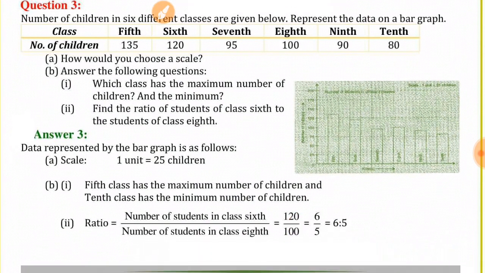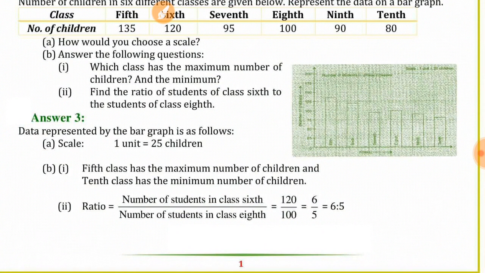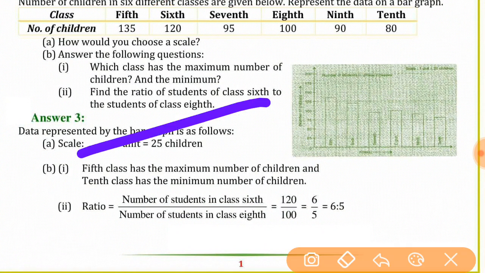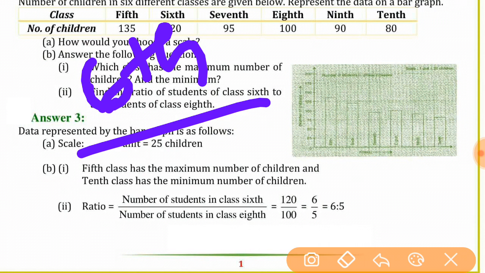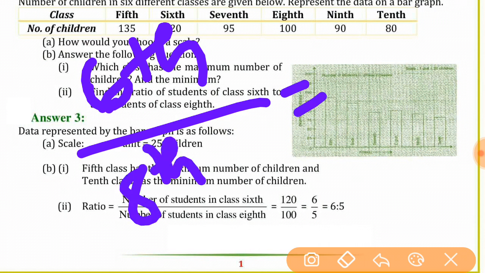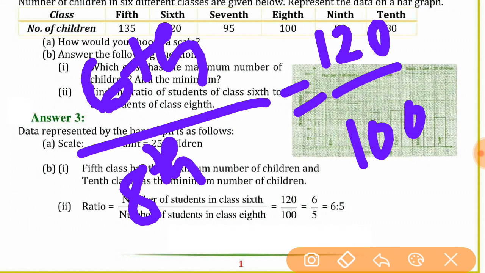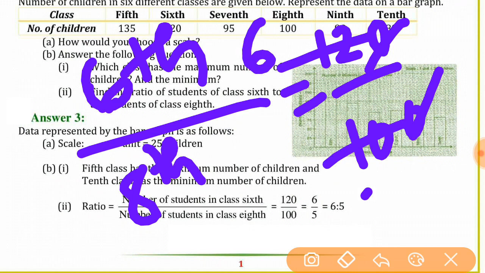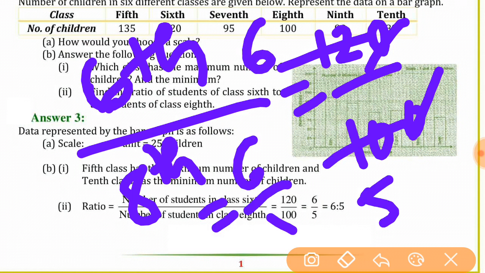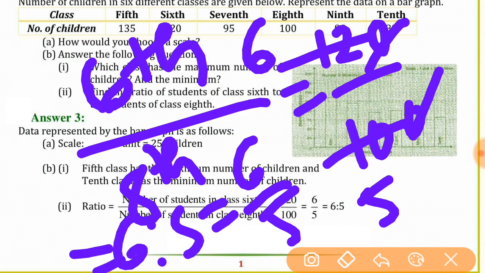Then second question, find the ratio of the students. Ratio means dividing. Ratio of sixth students and 8th students. 6th students have 120 divided by 8th, which is 100. So cancel the zeros, 2 sixes are 12, 2 fives are 10. So 6 by 5, if you divide you'll get 6 5. We can write it as a ratio 6:5.